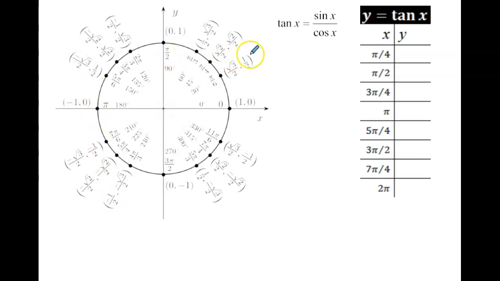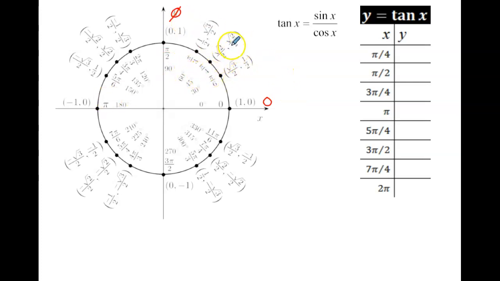Okay, so now we're going to take a look at the parent graph for the tangent function, and tangent is the quotient identity sine over cosine, or y over x on the unit circle. So let's go ahead and fill in our first quadrant reference angle tangents. So 0 divided by 1 is a tangent of 0. 1 divided by 0 is undefined, so our quadrantals are 0 and undefined.